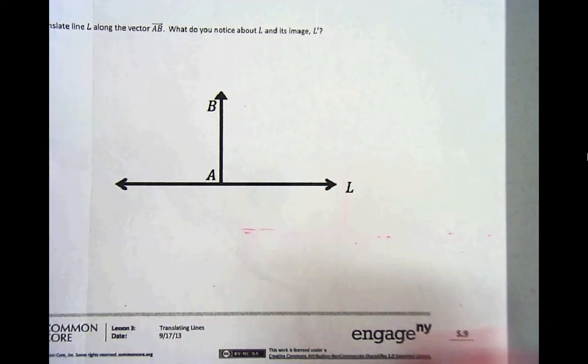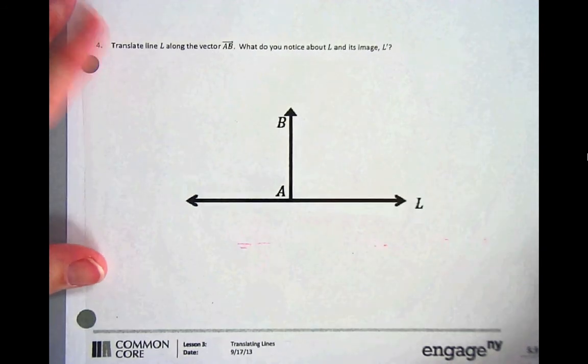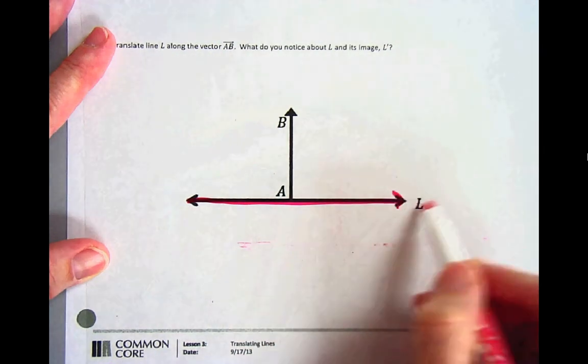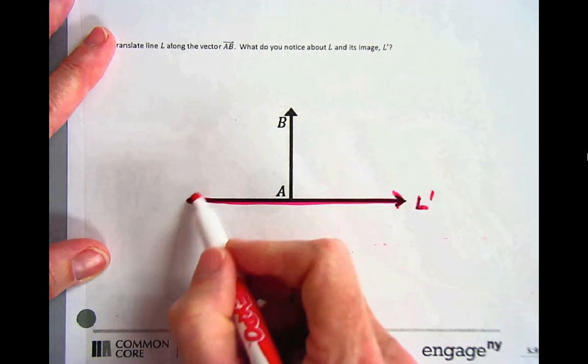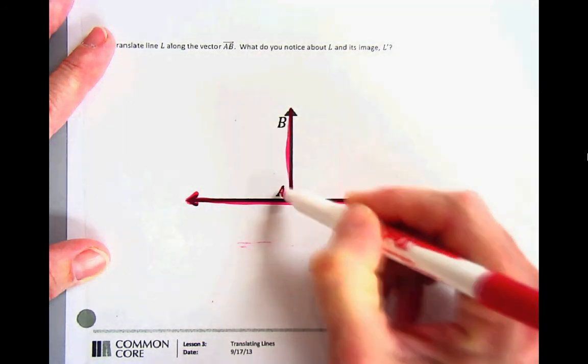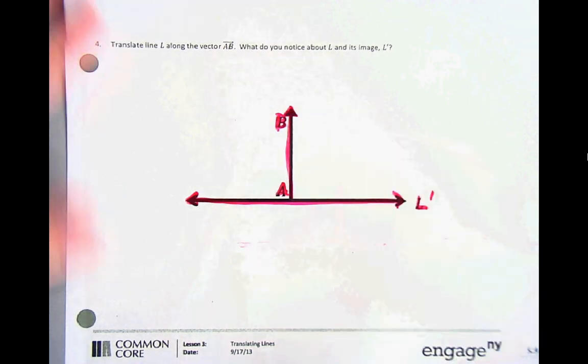So for part 4, or exercise 4, we want to take line L, again, I'll call it L prime, and we want to translate it along vector AB. So here's A, B, and we're going in this direction.